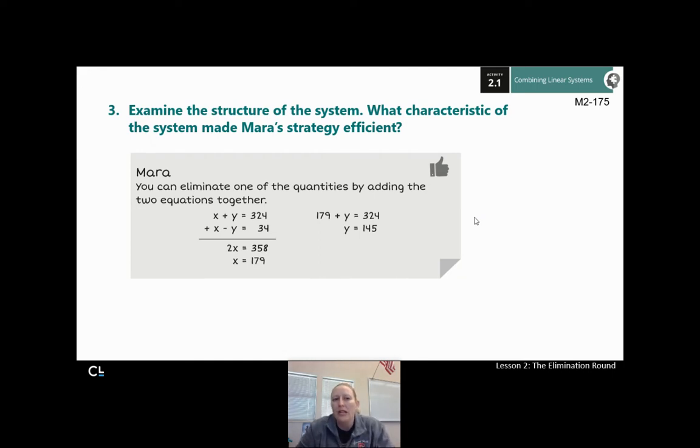Not quite. So looking at the structure of our system, so here's our system, taking a look at the structure of the system, what is it about this structure that made Mara's strategy so efficient? Like her strategy was way faster than Chloe's, right? What is it that you notice about the structure of these that made it so efficient and work so well? Hit pause, jot down what you notice, and then hit play when you're ready to check.